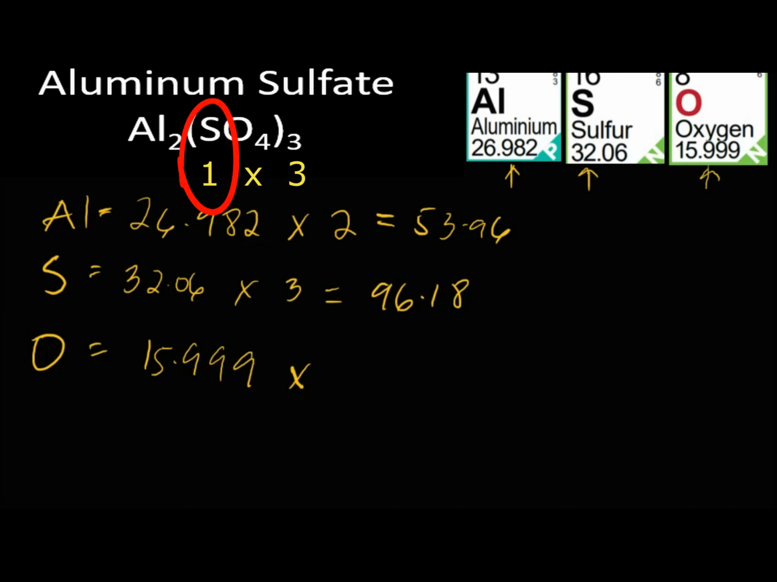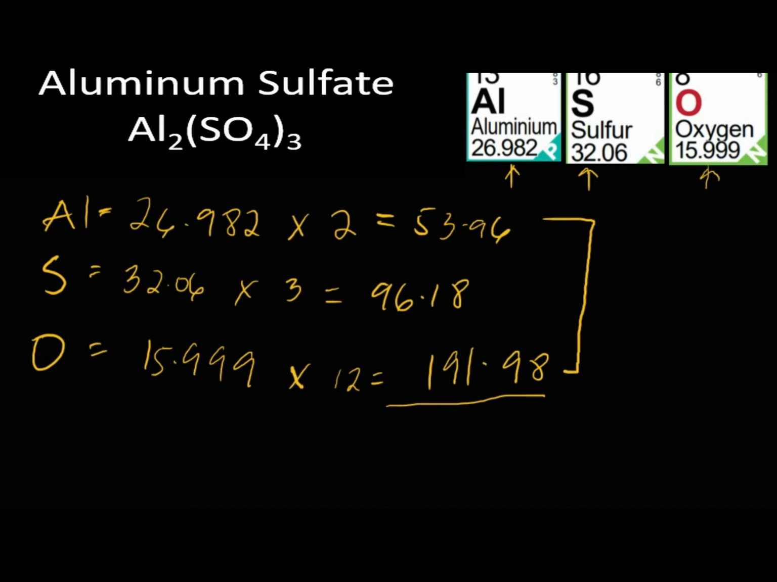So, diba, isa to, multiply natin siya sa 3. So, understood na merong 1 to, or 1 yung value niya, times 3, that's why we have 96.18. For oxygen, it should be 4 times 3, that's 12. And that will give us 191.98, okay? And that will give us 342.13 grams per mole. So this is the molar mass of 1 mole of aluminum sulfate.